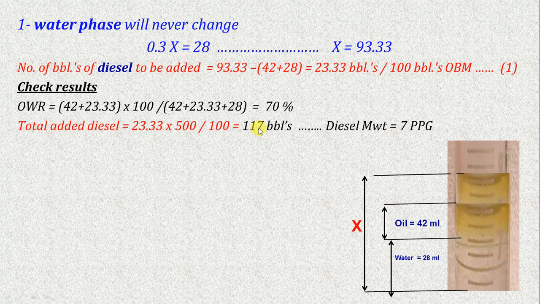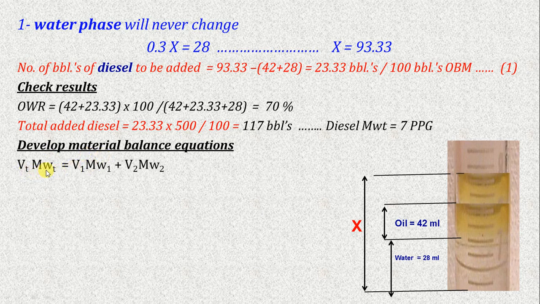Okay. Now, after adding this diesel, the mud weight will decrease, because this is like dilution. So we will get the new mud weight, and after this we will add some barite to increase it again to the same mud weight. Develop a material balance equation: V total multiplied by mud weight total equals V1 multiplied by mud weight 1 plus V2 multiplied by mud weight 2. 500 plus 117 of the diesel, this is the V total, multiplied by mud weight total, which we don't know, equals 500 multiplied by 12 plus 117 multiplied by 7.